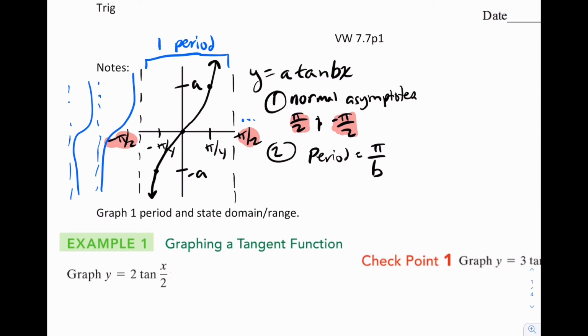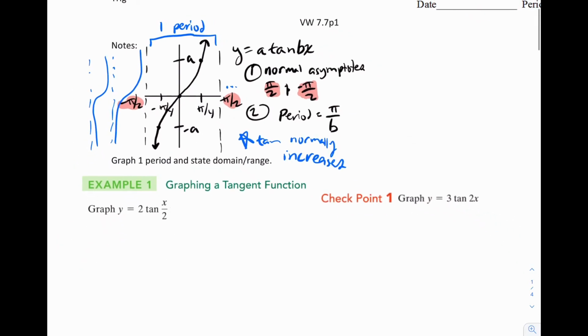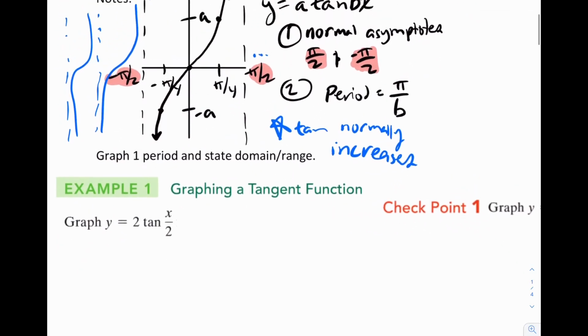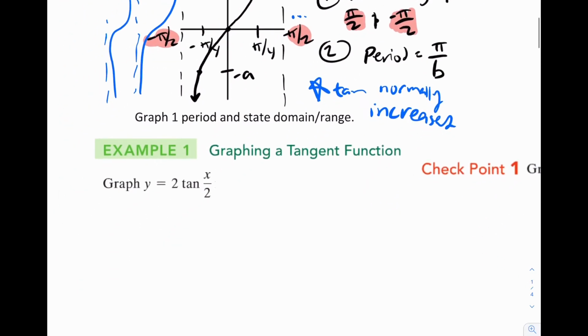And there's one more thing I want to note here. I'll do this in blue. I want you to note that tan normally increases. Meaning if you read the graph from left to right, notice how it's going to go up. That's what it means to increase. So that should be enough to work with these first graphs. I'm going to show you how to work step by step.